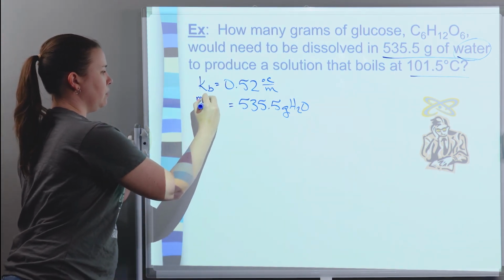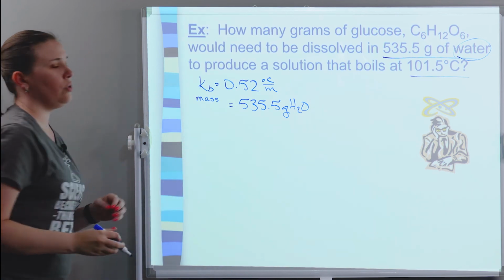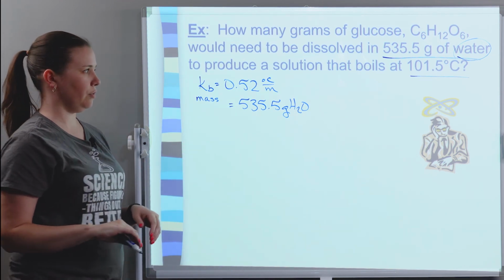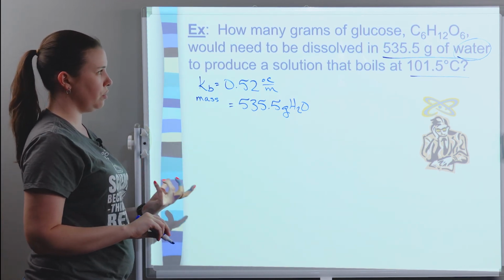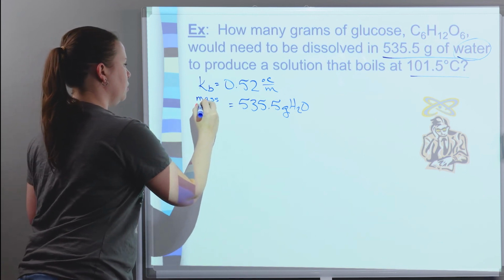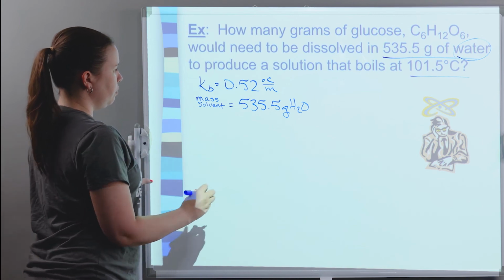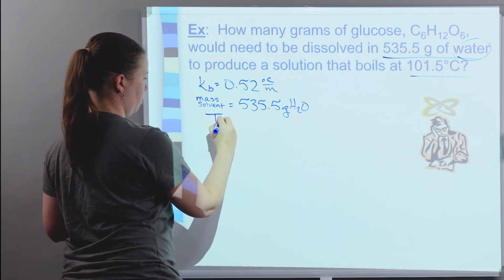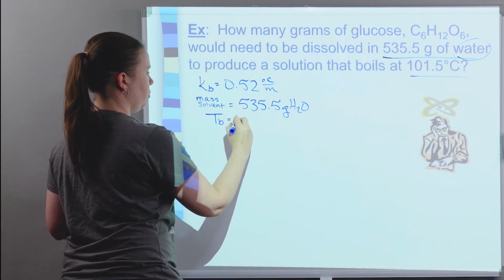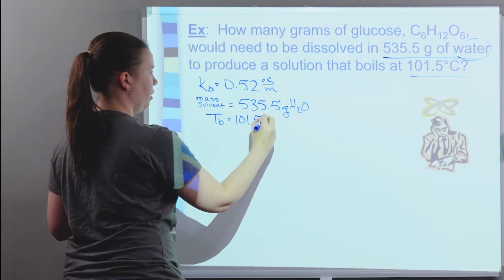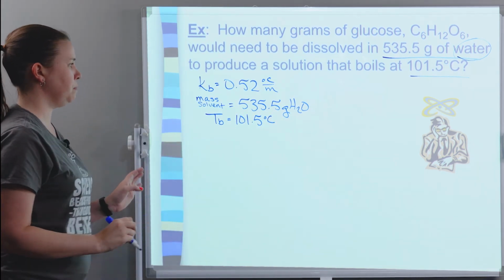So what could I use the grams of? Well, we know grams is mass. It's also really important, considering all of our different types of calculations, that we know whether we're dealing with the solute or the solvent. So the H2O would be our solvent. The other thing that we have is the temperature for boiling. So that was 101.5 degrees Celsius.